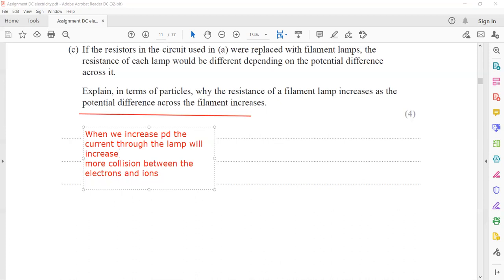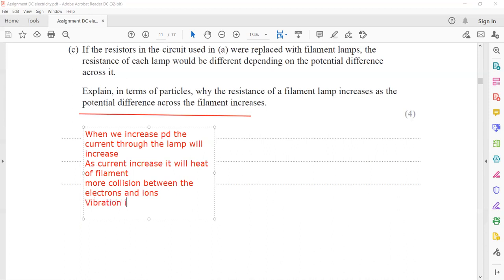So the sequence should be: when current increases, the filament temperature increases, more collisions will be there, the lattice vibration or ions vibration increases. That's why the resistance is increased.